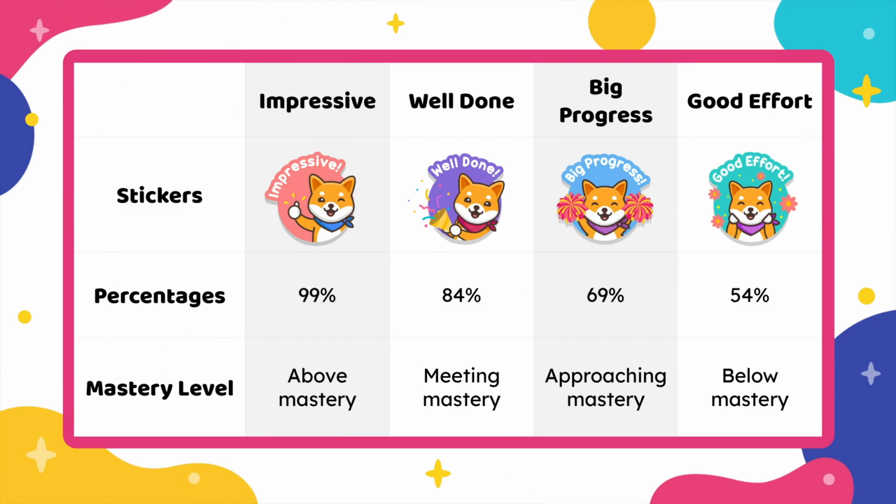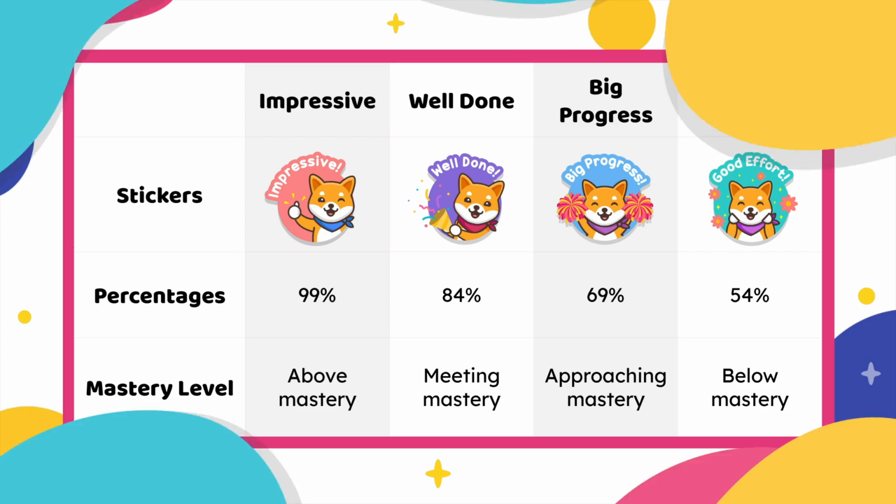So what I did is I took 4 Kami stickers and I replaced those Kami stickers with what would be a traditional letter grade. So I have my impressive sticker, which is that 99%, that well done, 84%, big progress, 69%, and then good effort, that's my 54%. Now, I made sure to have the language right at the top so students can learn the language and what it means relative to mastery.